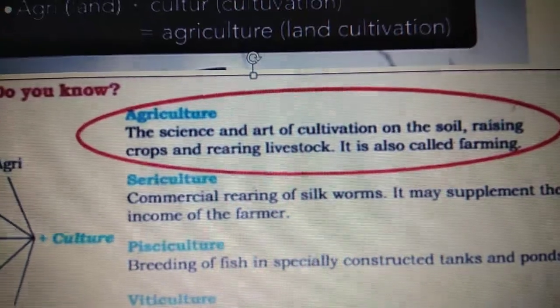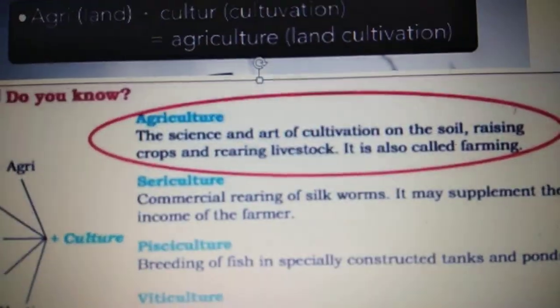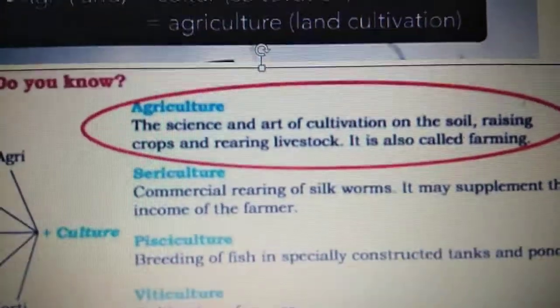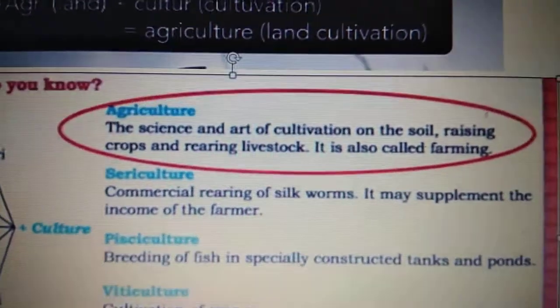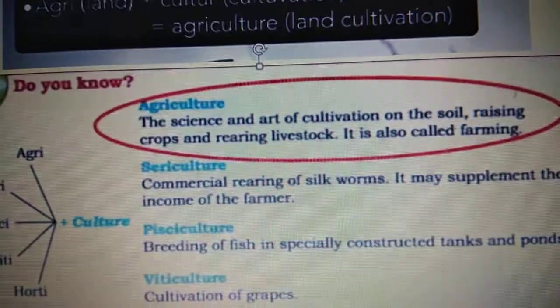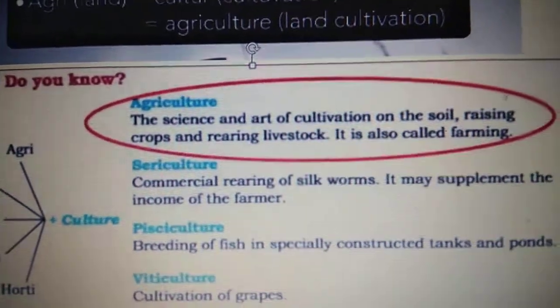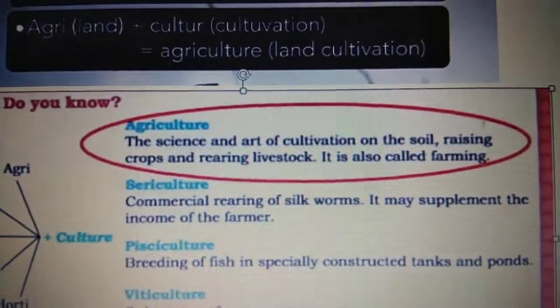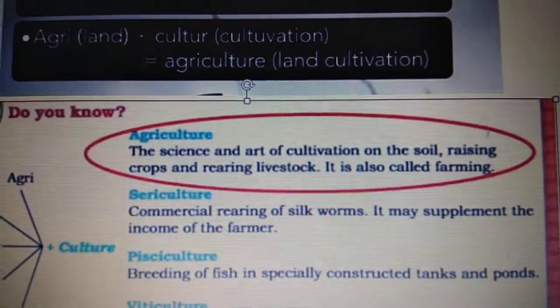Because if we have to grow proper crops, we must know the soil, the climate, the fertilizers that we have to use, the cropping pattern. All this is science, and the art is in the way of sowing. Then we require skilled laborers who know the art of sowing, so that is an art. So it is both a science and art.